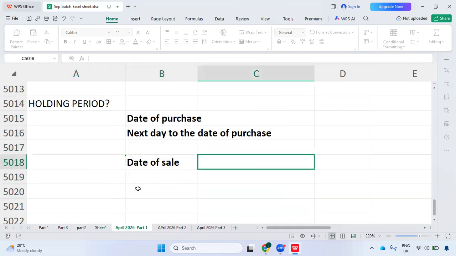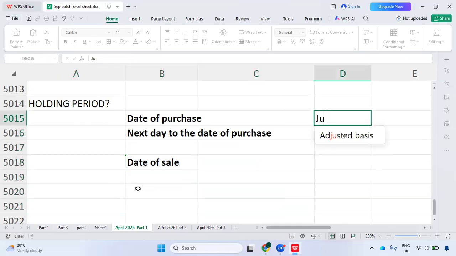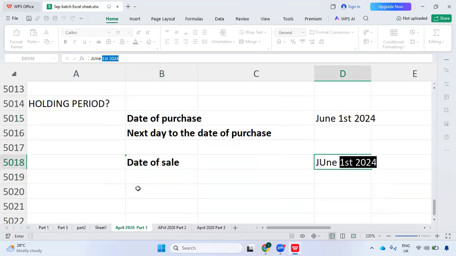Let's say the date of purchase is June 1st, 2024, and the date of sale is June 2nd, 2025. Now tell me, guys, what is the holding period in this case? We have the date of purchase and the date of sale, so can we calculate the holding period? Yes, sir. It is 1 year, 1 day.